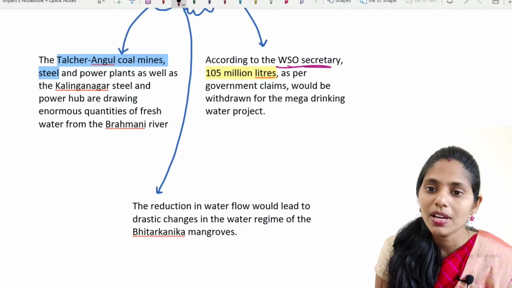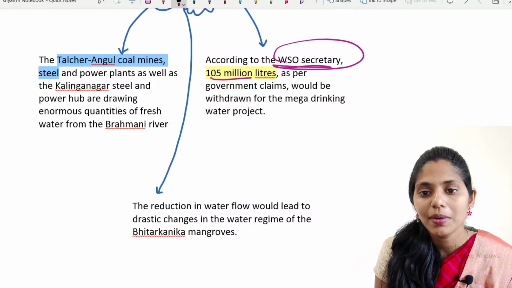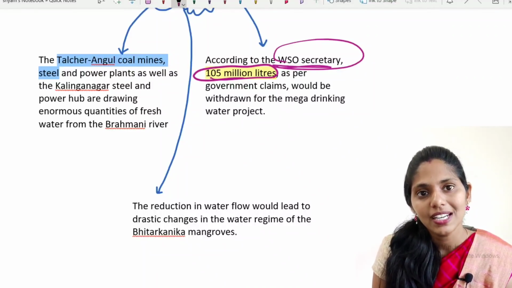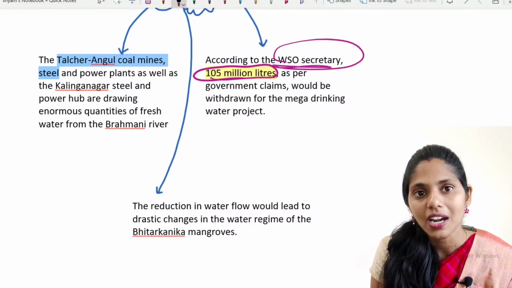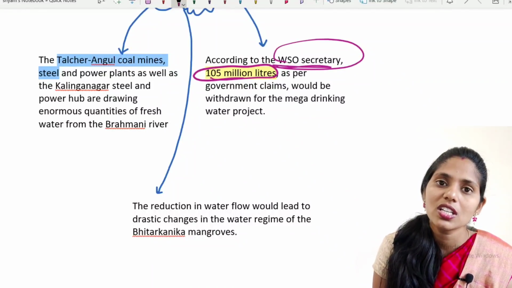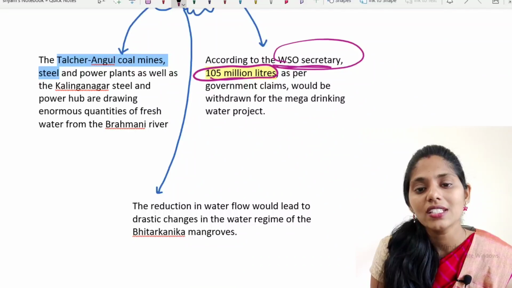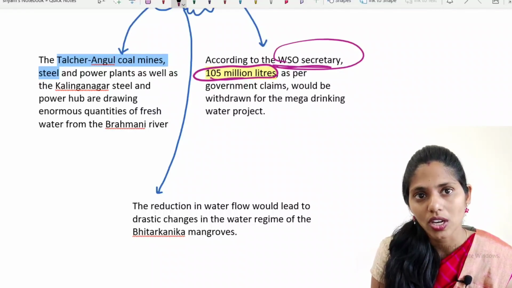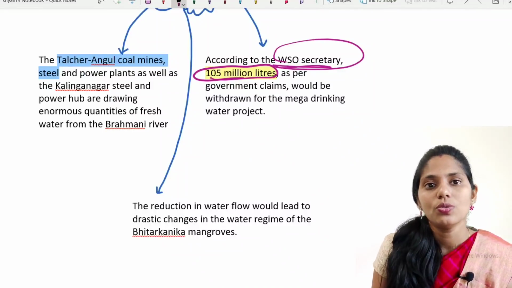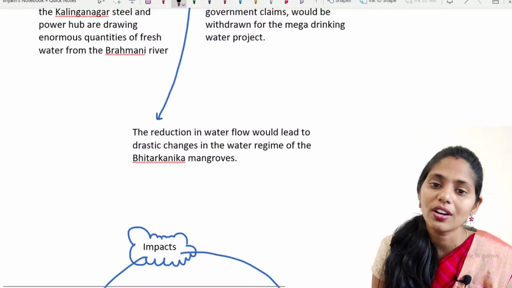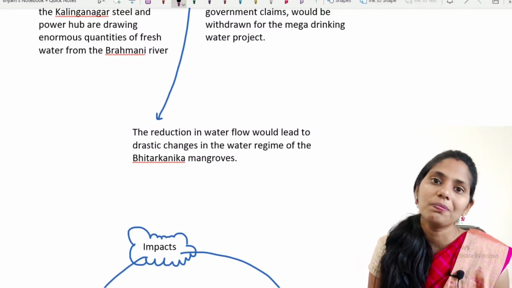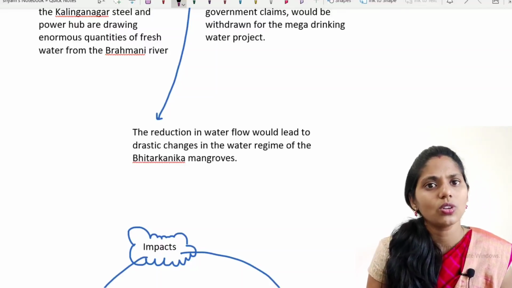And the next one is, according to the WSO Secretary, 105 million liters, as per government claims, mainly withdrawn for the mega drinking water project. So on one side, a huge amount of water is withdrawn for industries, and even for this mega drinking water project about 105 million liters of water is withdrawn. Because of these reasons, the flow of water reduces, which will lead to drastic changes in the water regime of Bhitarkanika mangroves. Okay, so this is one cause of concern.